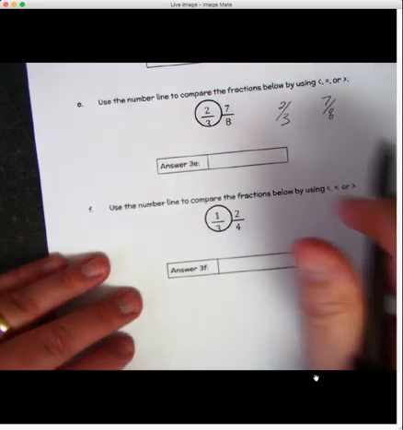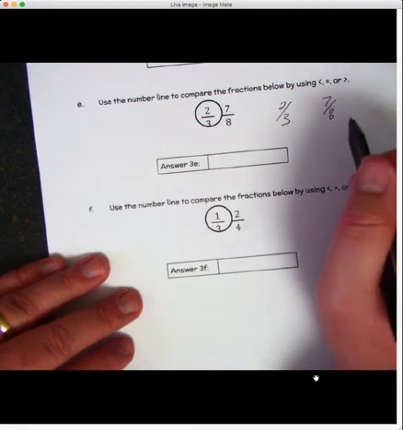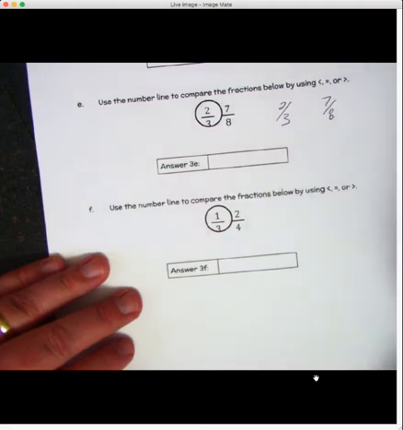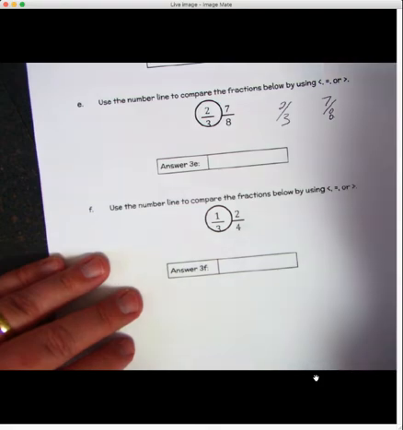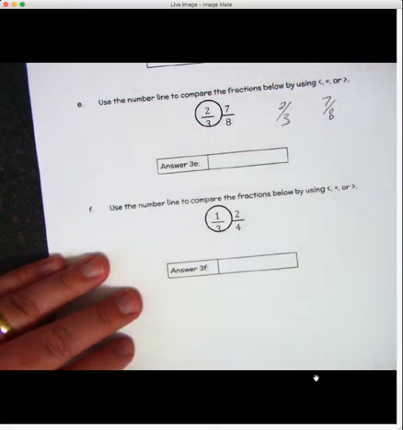2/3 and 7/8. Okay, now this is kind of hard to find a number on the bottom. It's going to be the same, isn't it? Because we can't pick 8 because 3 is not a factor of 8. So what are we going to do? What are we going to do on a number line? It's going to be close, because 2 is just 1 less than 3 and 7 is just 1 less than 8. What are we going to do?